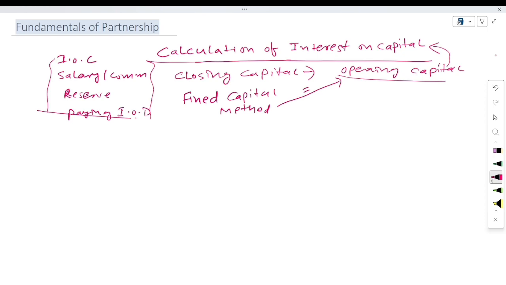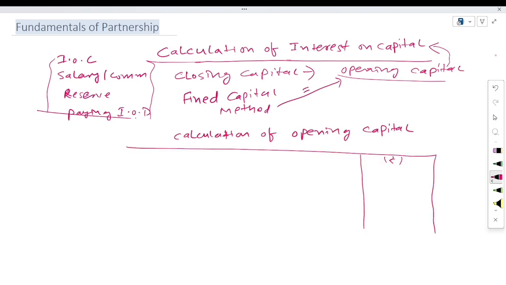But in case of fluctuating capital method, the value of closing capital and opening capital will be changed. In this way, if closing capital is given in the question, at that time we will have to calculate the opening capital, then after we will be able to calculate the interest on capital. Now the question is how you will calculate the opening capital, what formula you will use. Okay, see here how you will calculate the value of opening capital.